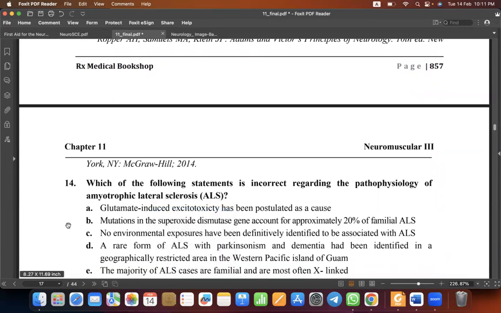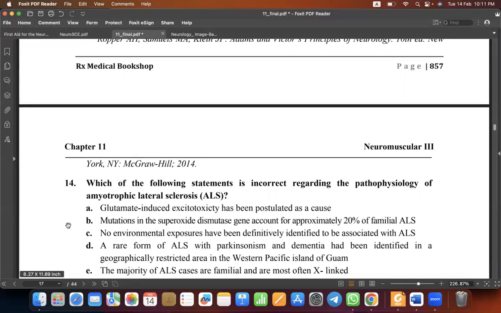Now, the next question. We have discussed ALS earlier, so it will be easy for us to solve the question. Glutamate, which one is incorrect? Glutamate-mediated excitotoxicity has been postulated as a cause. It certainly has been postulated as a cause, as we are treating the patient with riluzole. Riluzole inhibits the glutamate. Okay, so glutamate can cause damage.